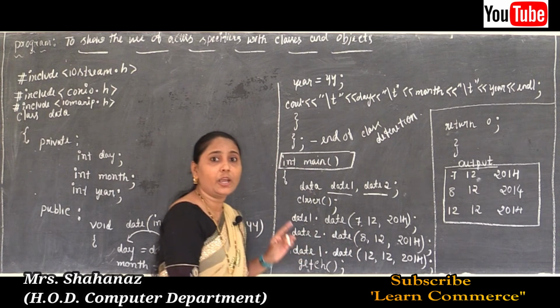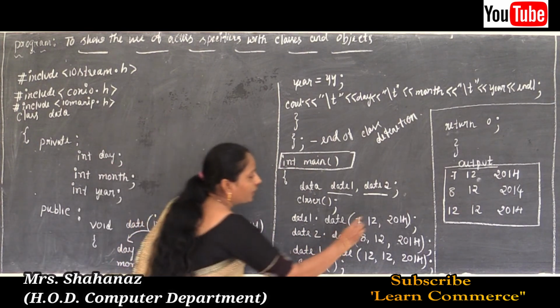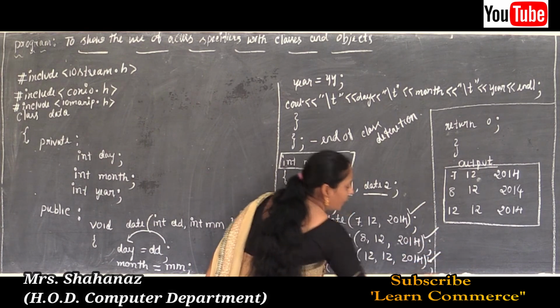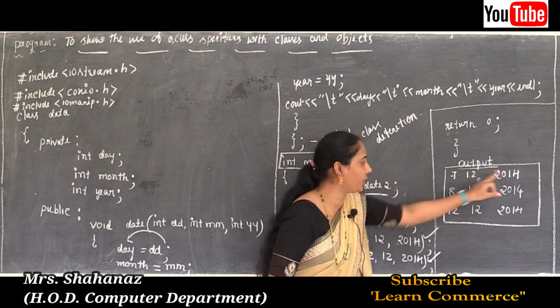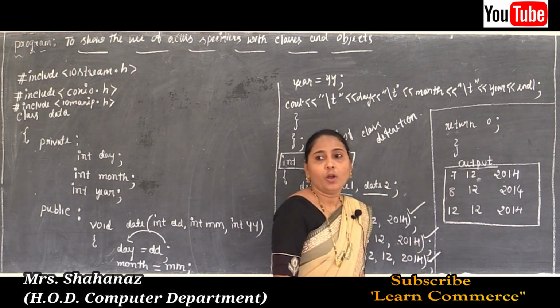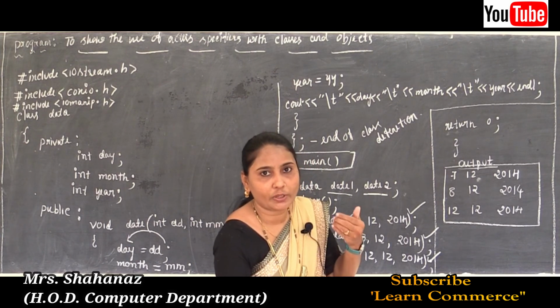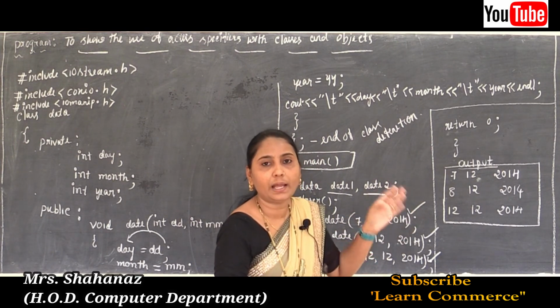And 3 times I access the object with the member function. So this is 1, 2, 3. So it is going to display in output as 7/12/2014, 8/12/2014, 12/12/2014 here. So however many times you access the object, it is going to enter the value for the day, month and the year.